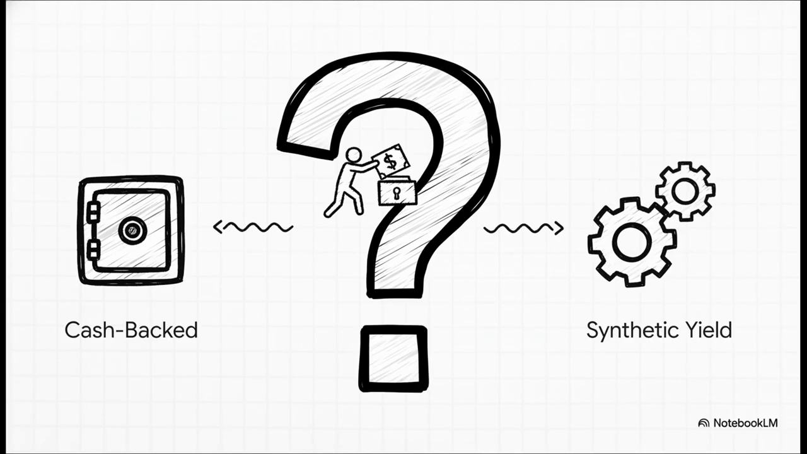Second, you have to know what you're buying. A cash-backed coin is basically a bet on an institution's transparency and solvency. A synthetic yield coin is a bet on a complex financial strategy. Two different bets. And finally, you have to come back to that first question we asked. Can you get your dollar back? And how fast? Always ask that.